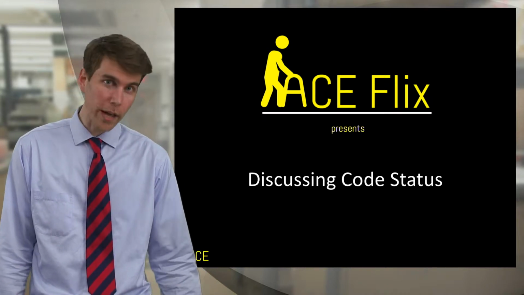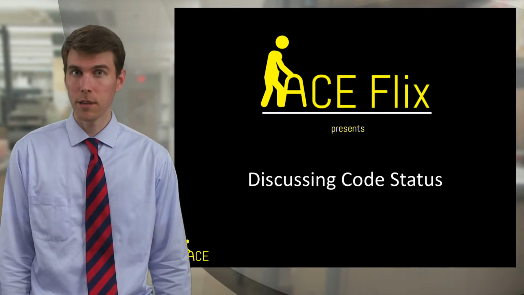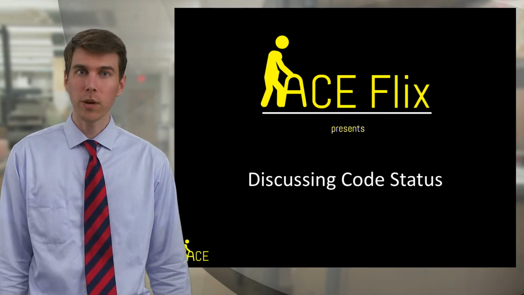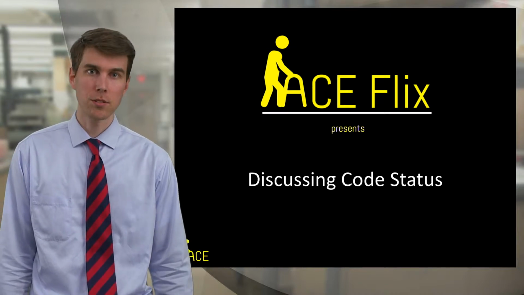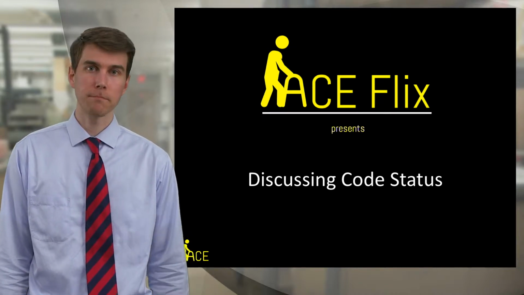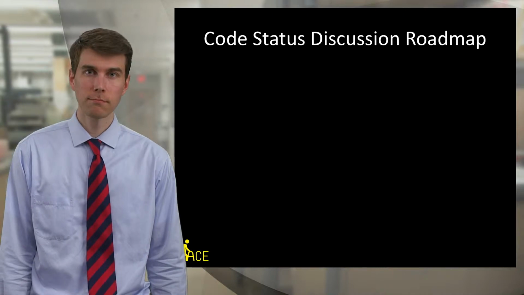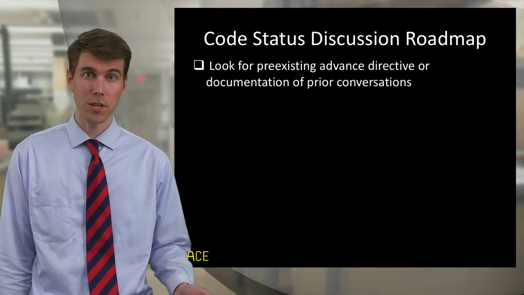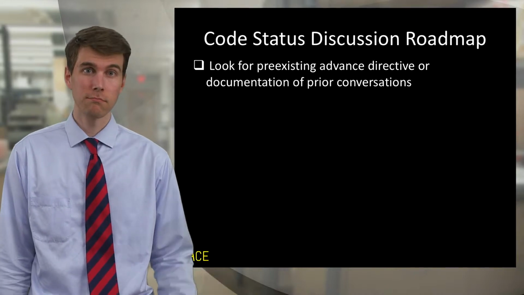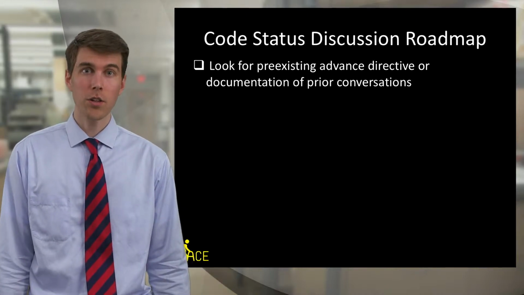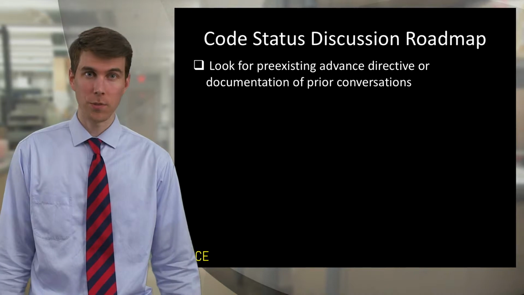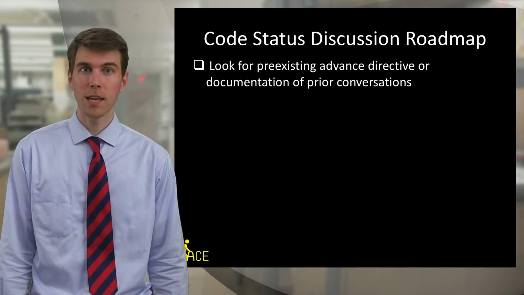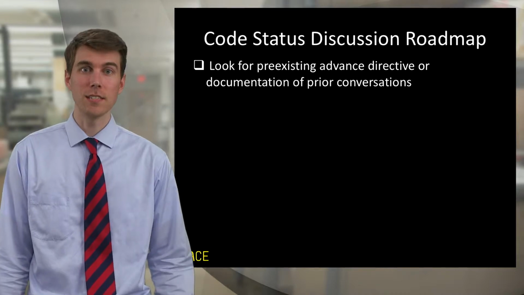Well, this is one way to have a code status discussion with a patient. There are many limitations to this approach. Let's discuss an alternative way to have a meaningful conversation about code status with your older adult patients. First, look for a pre-existing advance directive or documentation of prior conversations about advance directives in the chart. It's possible that another clinician has already had a thorough discussion with the patient and has clearly documented the patient's preferences. In that case, the conversation is easy.